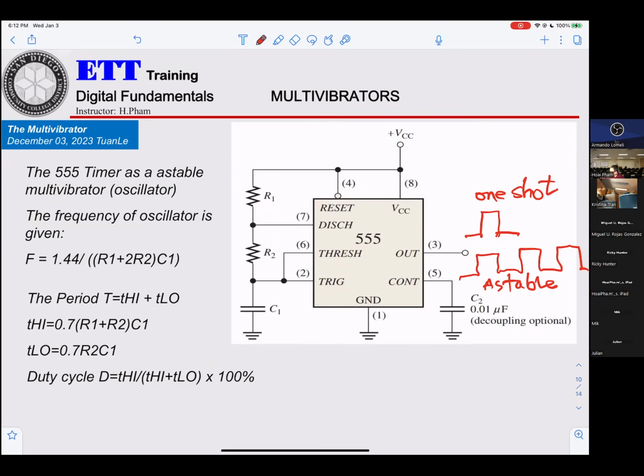And also they give you the frequency of our oscillator: F equals 0.144 divided by (R1 plus R2) times R2 times C1. That means if you get the values of R1, R2, and C1, you're able to get the frequency on this trigger here.